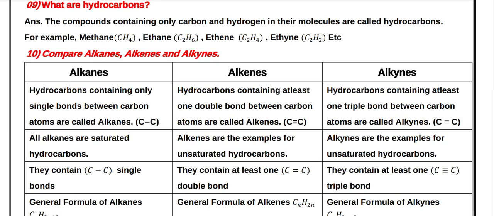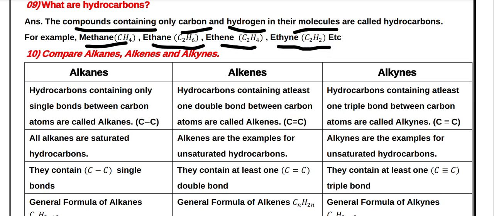What are hydrocarbons? The compounds containing carbon and hydrogen in their molecules are called hydrocarbons. Examples: methane CH4, ethane C2H6, ethene C2H4, and C2H2, which is ethyne, also called acetylene.